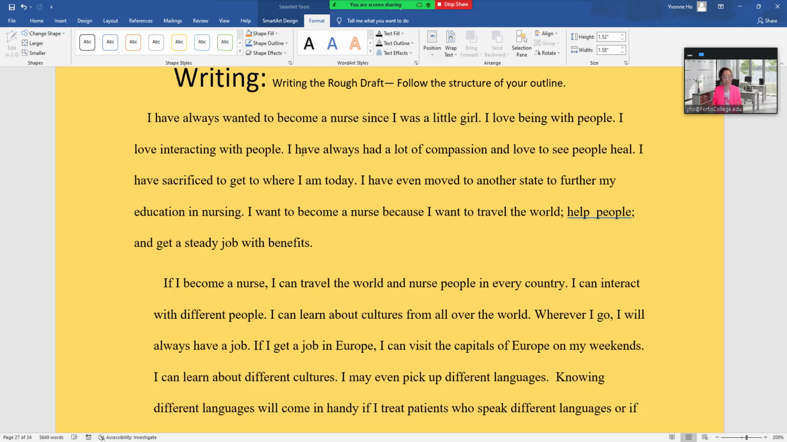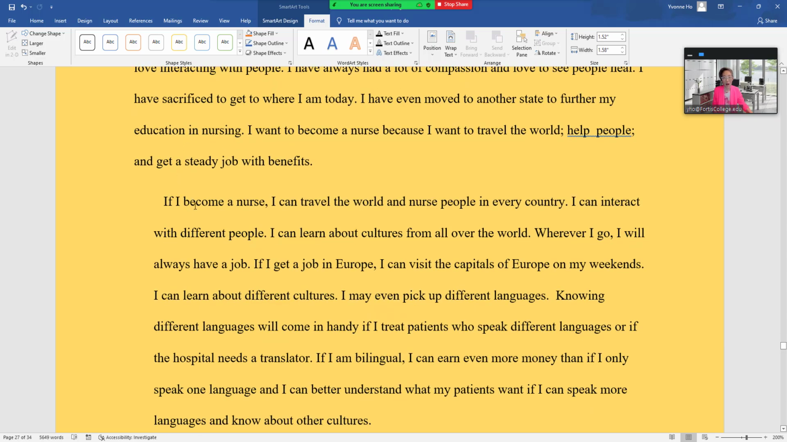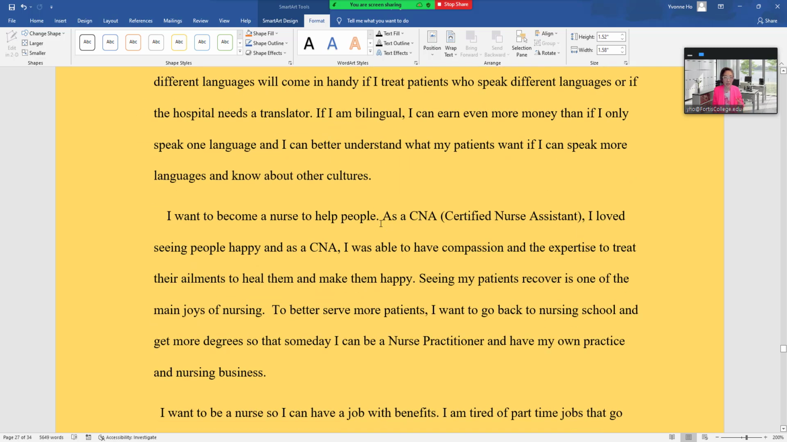Now you have your thesis statement. I want to become a nurse. You got topic, opinion, and reasons. So here you have, I want to become a nurse because I want to travel the world, help people, and get a steady job with benefits. So here you would have, I want to travel the world, and this whole paragraph is about why she wants to travel the world. She wants to visit the capitals of Europe, or she wants to be able to have a job and travel at the same time. She wants to help people. She loves making people happy.